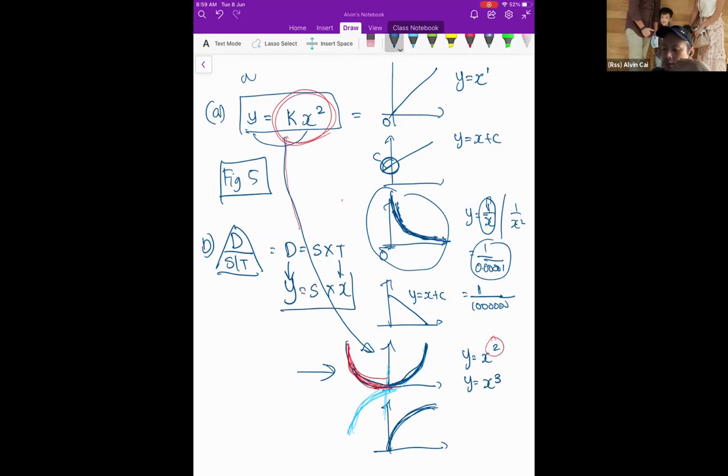Okay, so this is the equation: y equals s times x, at a decreasing speed. So the distance traveled at a decreasing speed.